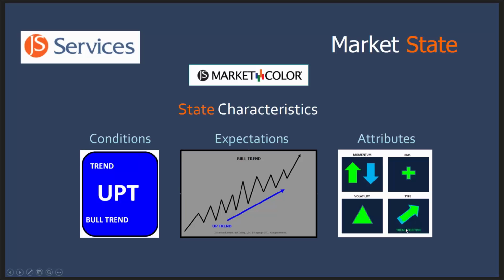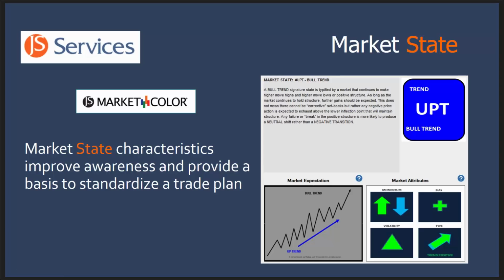Good momentum, positive bias, good volatility expectation, and you may have a strategy that looks for specific attributes where your tactics work best. Just because it's a bull trend market state, you might be a volatility trader, and that's going to be one of the market states that pops up and says you want to participate in that market. So these market state characteristics improve awareness and provide a basis to standardize a trade plan.